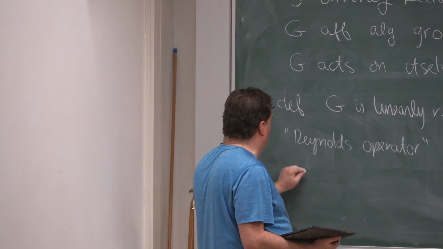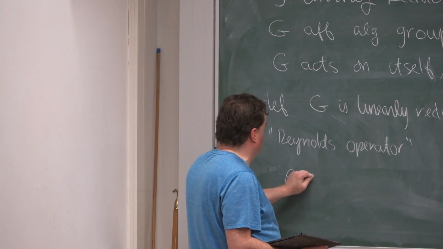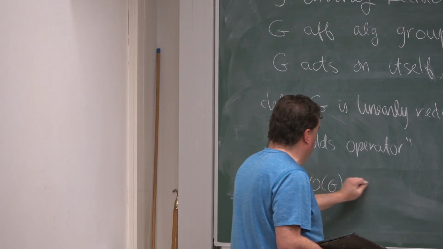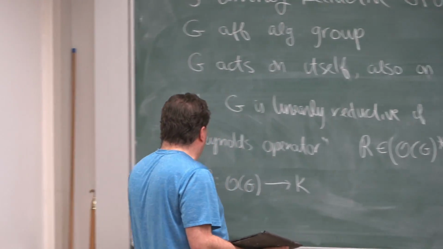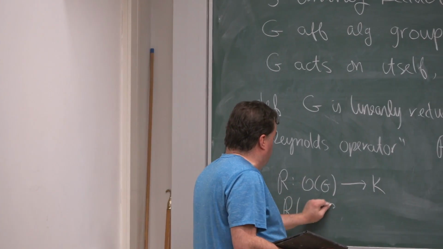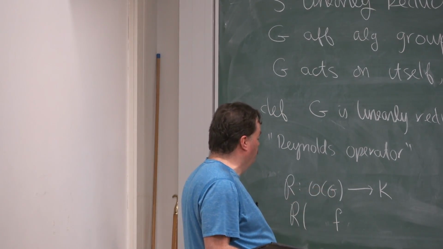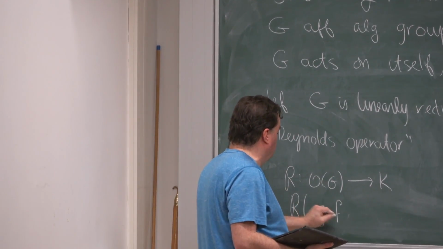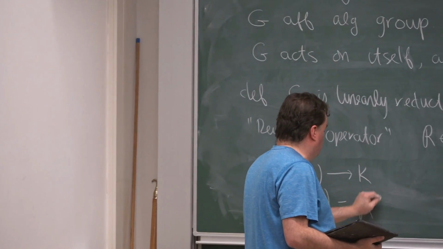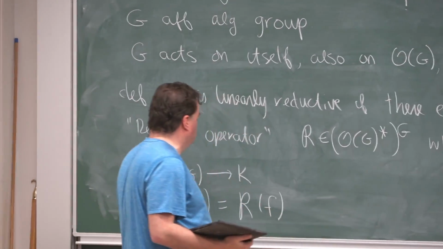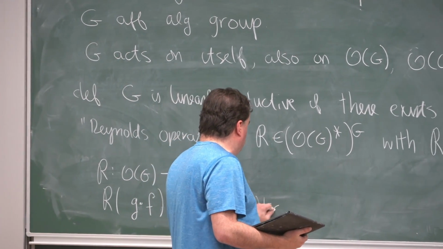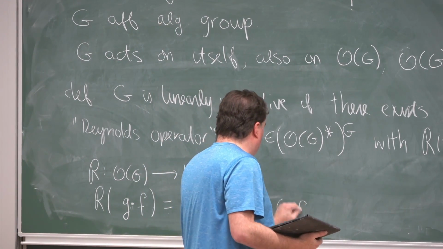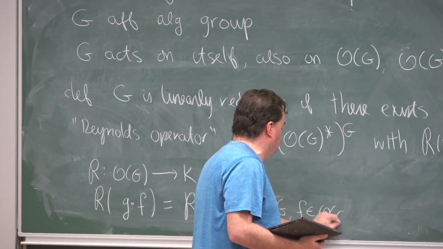So in other words, what that means is R is a map from O(G) to K. And it's G-invariant, which means that if I take some function on the group and let G act on it, then this R is invariant under that. So for all g in G and f in O(G).